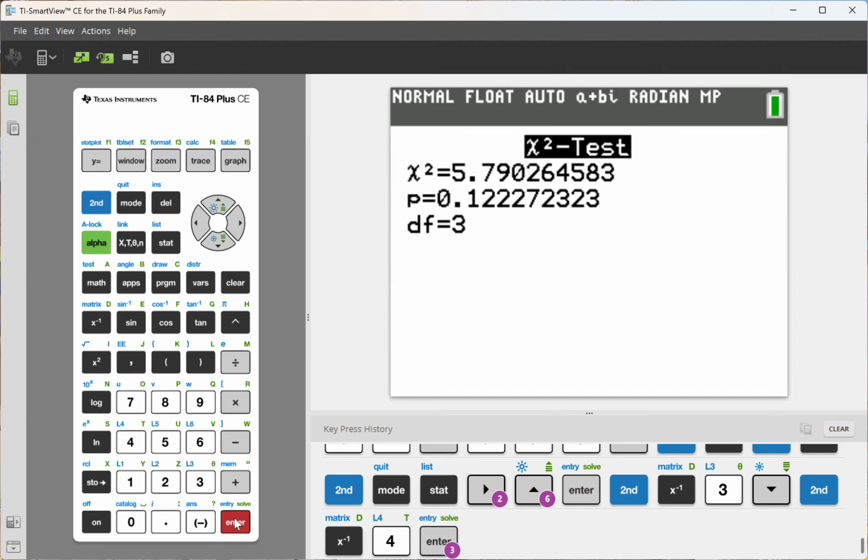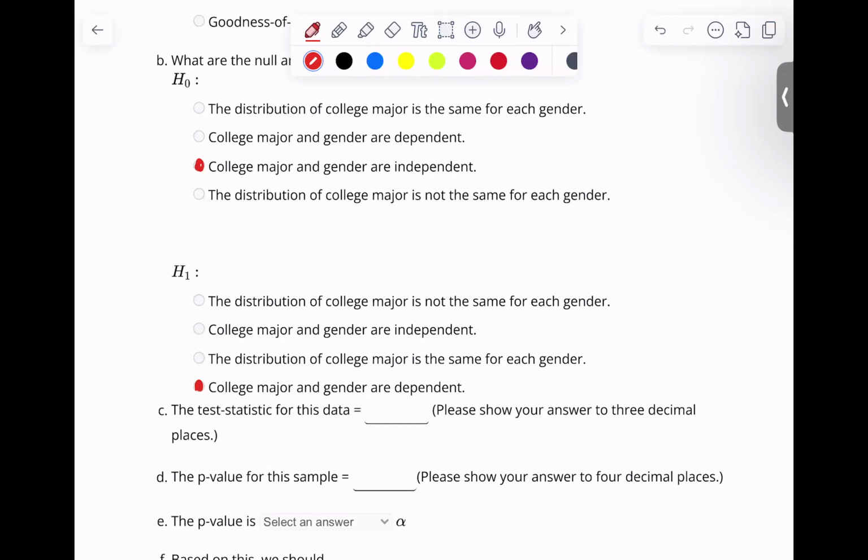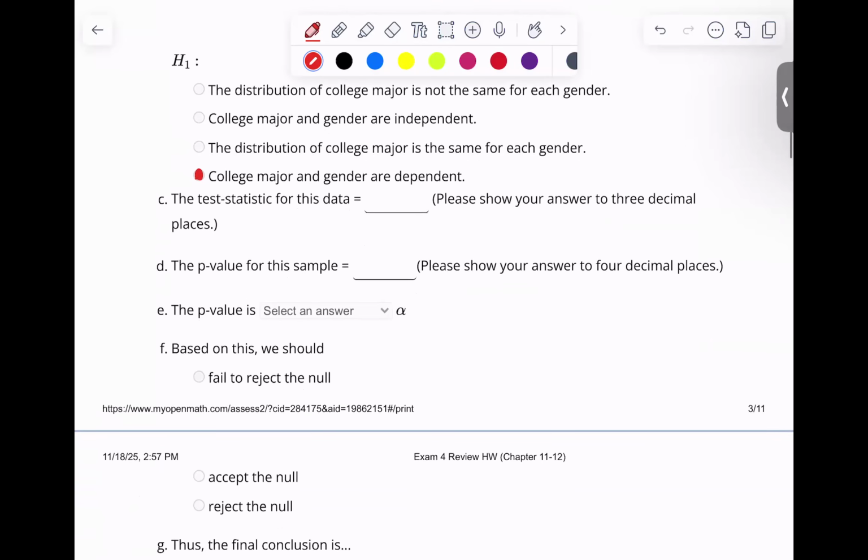So our chi-squared statistic is 5.790, and the p-value is 0.1223 to 4 decimal places. So let's go put that in. So the chi-squared statistic that I calculated, it tells me to do this to 3 decimal places. So that was 5.790, and the p-value was 0.1223 to 4 decimal places.